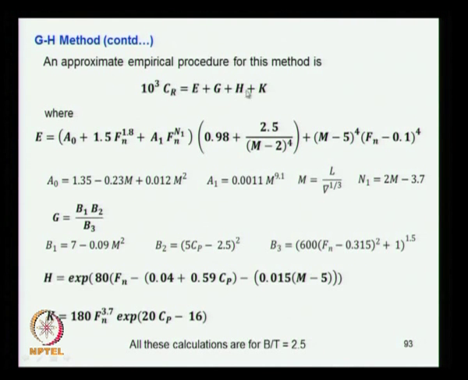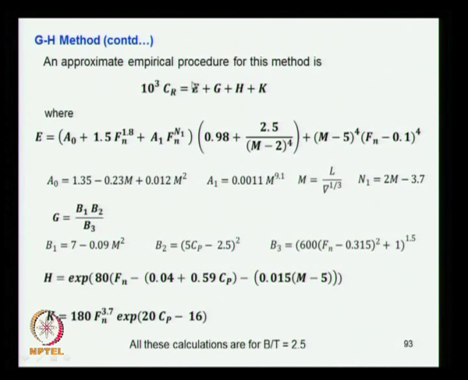This is the expression coming from that; in place of the chart it has been put in this form. The empirical formula here is 10 cube Cr, because Cr is a non-dimensional coefficient and hence usually very small, which is why it is often presented as 10 power 3 Cr. That is equal to E plus G plus H plus K. Each term is defined below. Once you have evaluated these terms, you put them here and get the total residuary resistance coefficient.